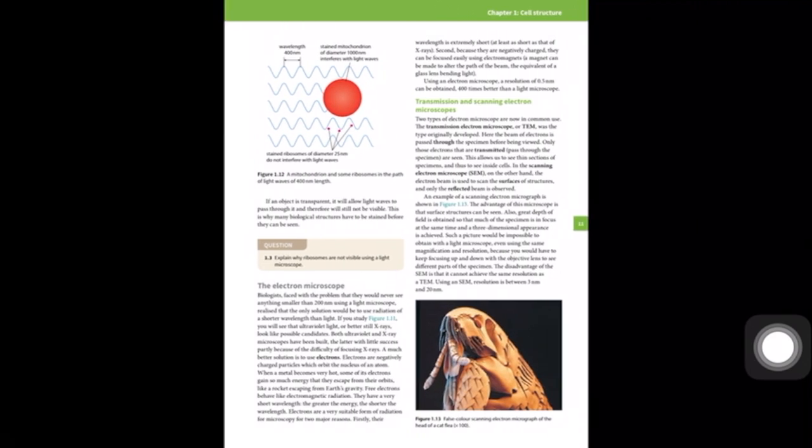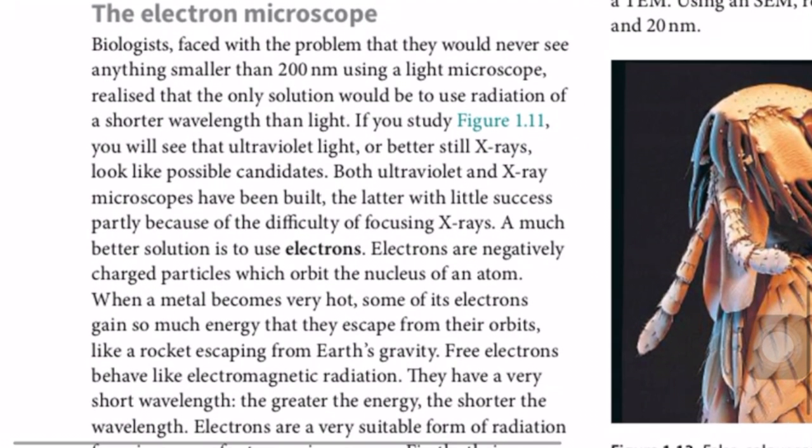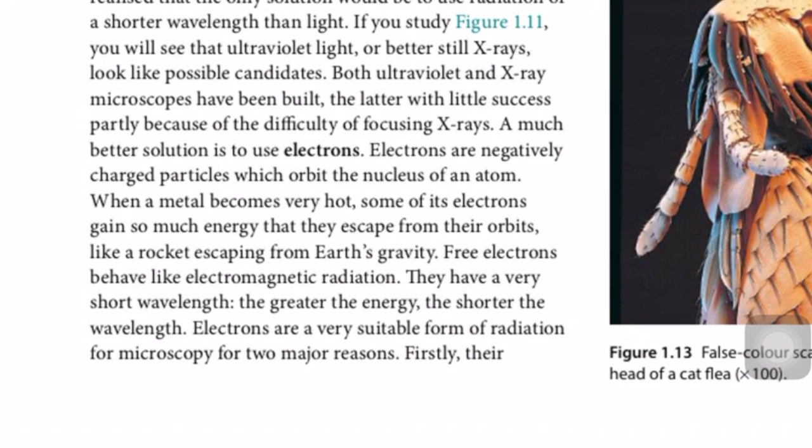Okay, so the electron microscope. Biologists faced the problem that they would never see anything smaller than 200 nanometers using the light microscope. They realized that the only solution would be to use radiation of shorter wavelength than light. So we have explained why the light microscope has limitations in the size of the organelles that we can see. If you study figure 1.11, you'll see that ultraviolet light, or better still, X-rays, look like possible candidates because they have shorter wavelengths. Both UV and X-ray microscopes have been built, the latter with little success, partly because of the difficulty of focusing X-rays.